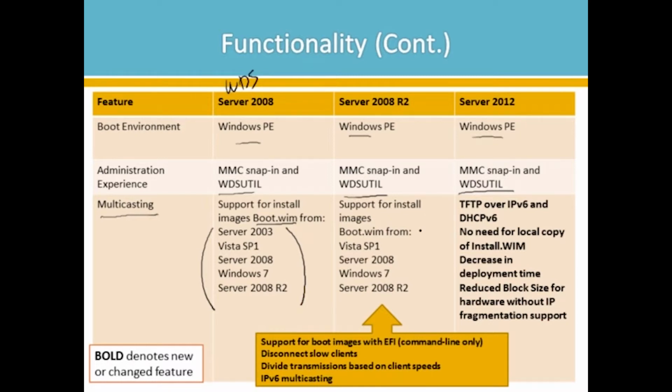R2, we can now do a boot WIM. So notice we have Vista, 2008, 7, or 2008 R2. We're no longer using boot WIM from 2003. And for multicast, here's where we've got a lot of changes. We can actually do trivial FTP if you have IPv6 and DHCP version 6. We don't have to have a local copy of install WIM, and the big point here is it really decreases the deployment time because they arrange the block size for the hardware.